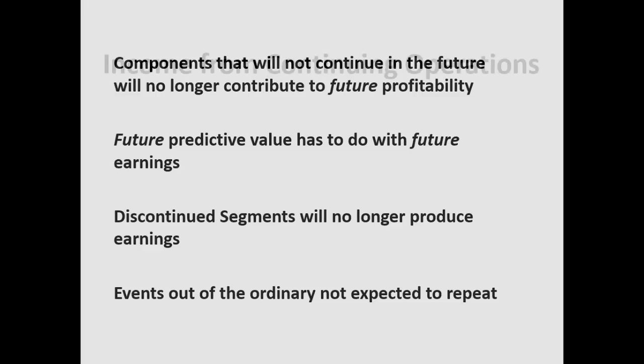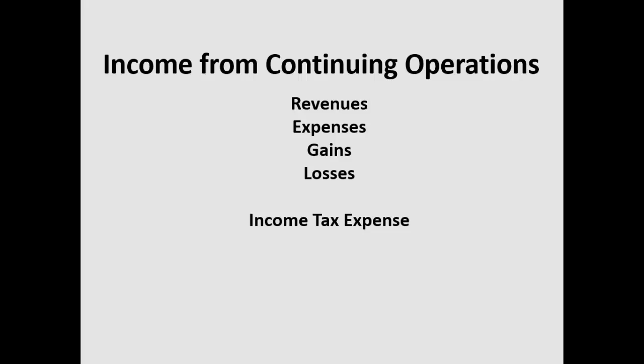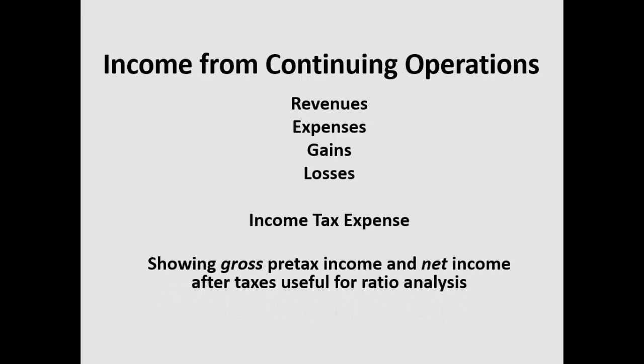or extraordinary. So first, income from continuing operations: revenues, expenses, gains, and losses. Of course, you'll have income tax expense, and the special rule for the advanced multi-step income statement is you show it gross and net on the statement. It's going to be different for the other sections.